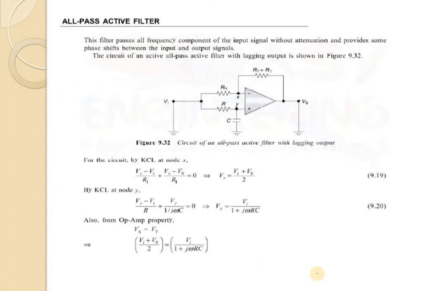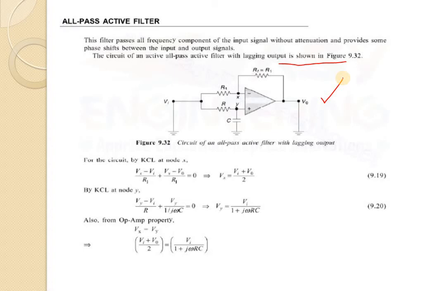Now we will come to the all-pass filter part. This filter passes all frequency components of the input signal without attenuation and provides some phase shift between the input and output signal. The circuit of an active all-pass filter with lagging output is shown in this figure. So this is a type of filter which will pass all the frequencies, and some phase shifting between input and output will happen.